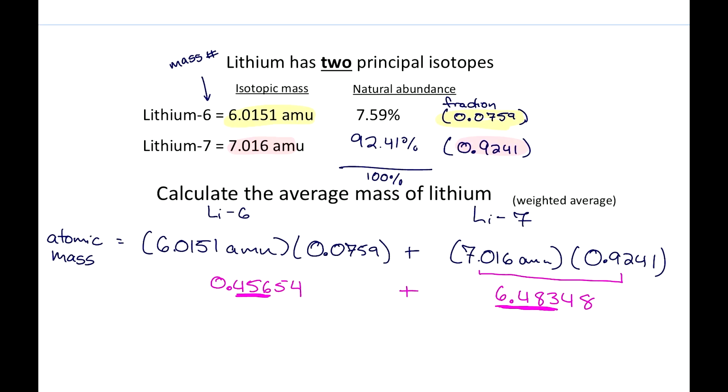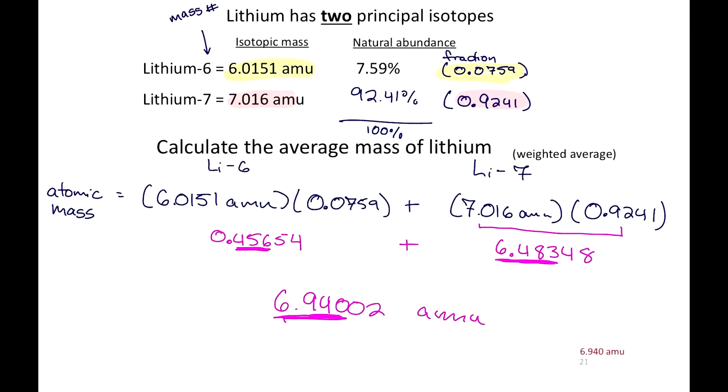So that number plus 0.45654. Okay, that is not right. Okay, 6.48348 plus 0.45654. I get 6.94002. That's what comes out of my calculator. But like I said, we're going to go out to 3 decimal places because it's addition. So 6.940, whoops, I forgot the 9.